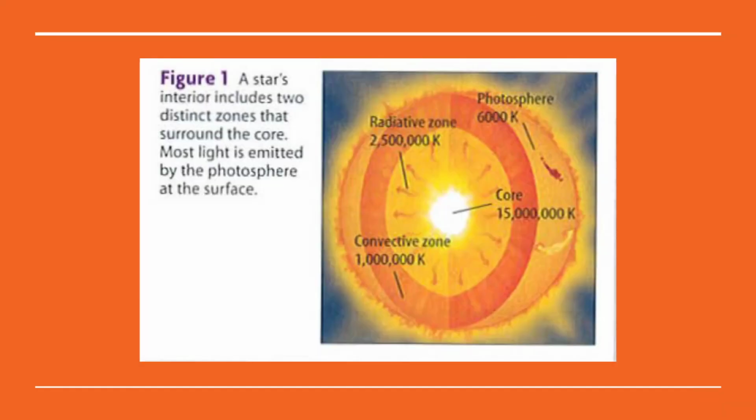Here's a typical cross-section of something like our sun. We see the photosphere, or the surface of the sun. It's at about 6,000 Kelvin. Followed by something called the convective zone, which is at 1 million Kelvin. Followed by something called the radiative zone, which is 2.5 million Kelvin. And then we get to the core of the sun, which is about 15 million Kelvin. That's a pretty insanely high temperature. Because remember, this is 10,000 degrees.